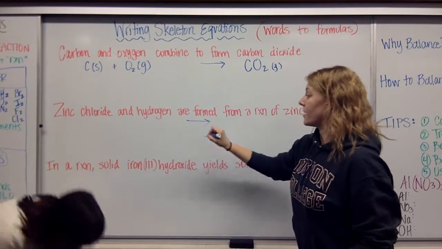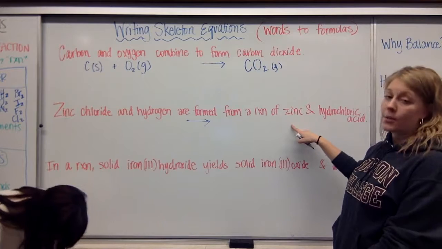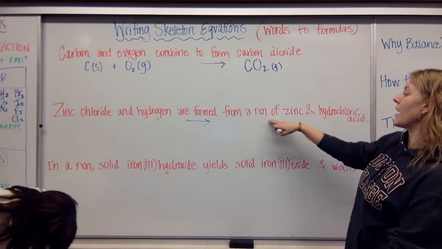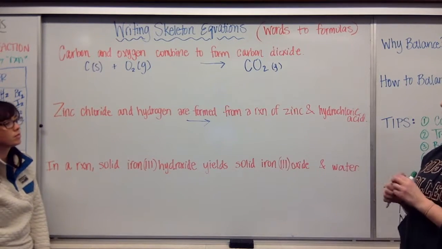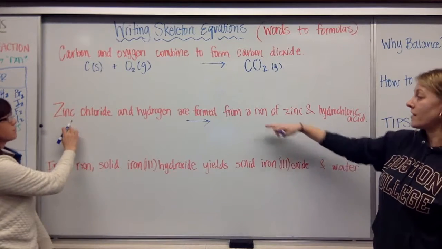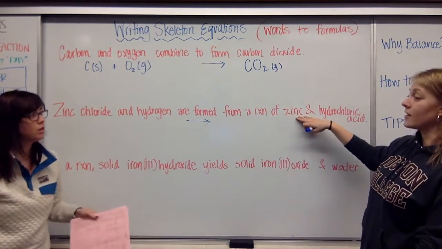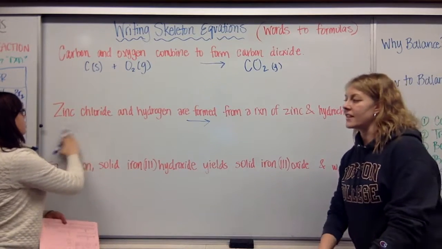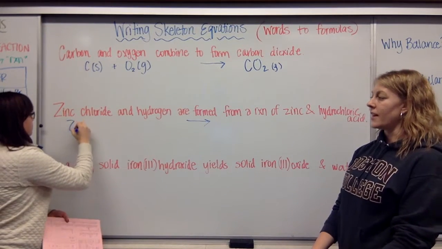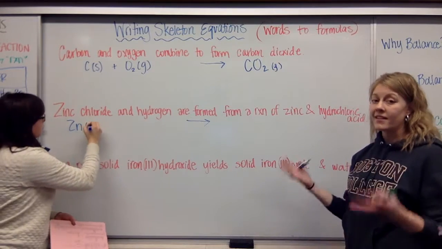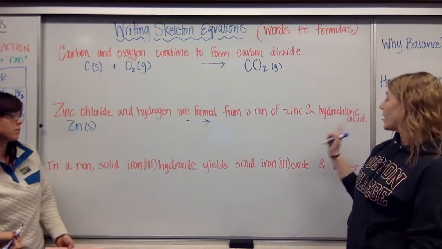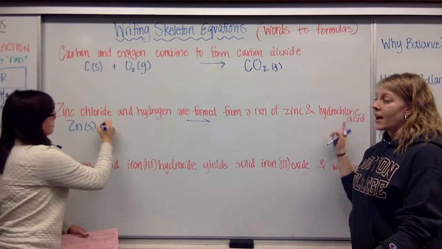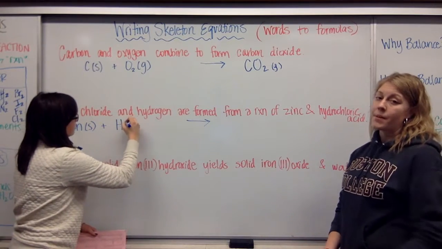So if our yield sign is here, zinc chloride and hydrogen are going to be formed from the reaction of zinc and hydrochloric acid. All right, so we're going to start with our reactants, which here are zinc, right? So zinc, we have Zn, right? And zinc is a metal, so what state is it? A solid.